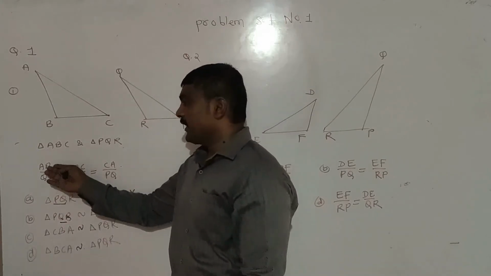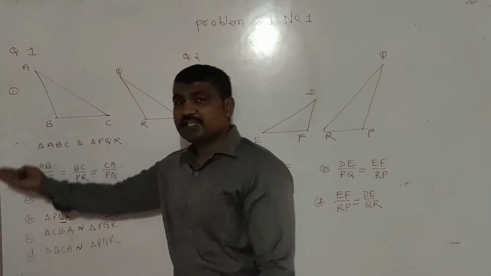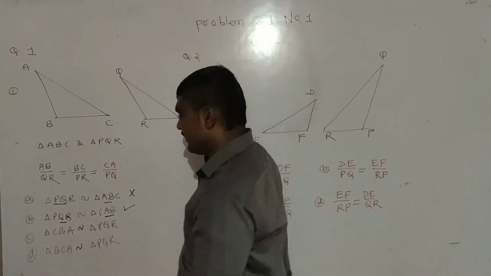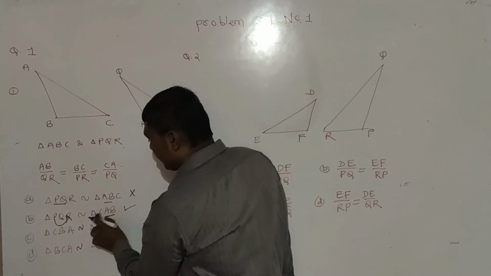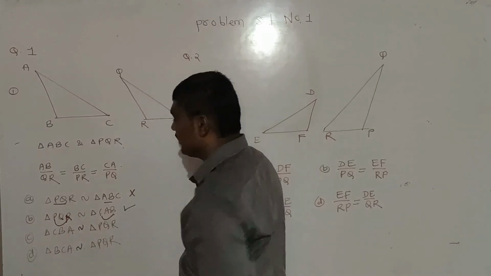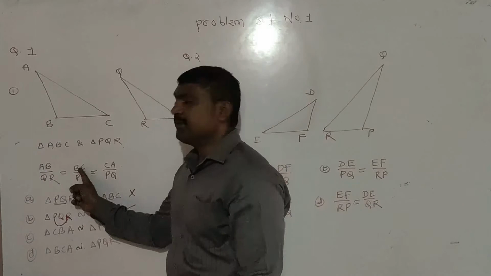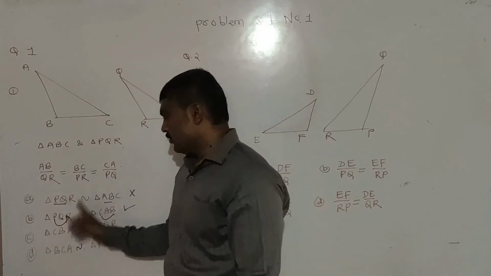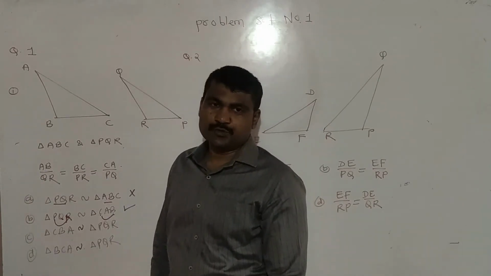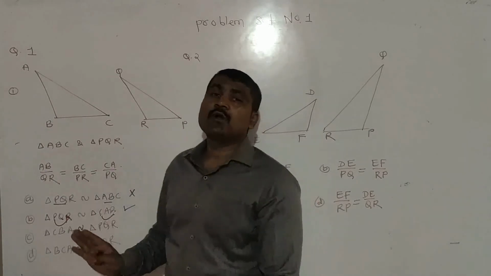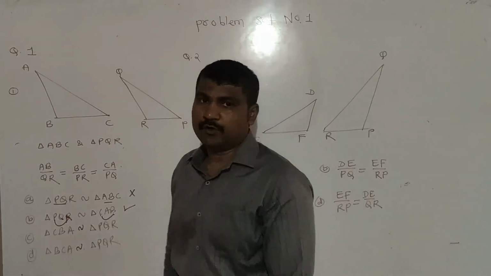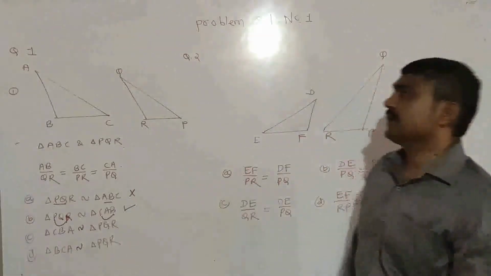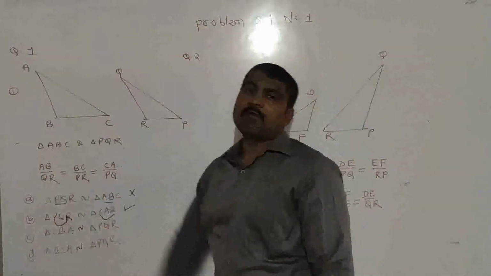You can write AB upon QR or we can interchange numerator and denominator. Next, when you take PR, अगर हम PR लेंगे तो यहाँ क्या चाहिए? CB चाहिए. So PR है, CB मतलब BC है. So option number B is the correct option. Understood? Just check one to one corresponding. Just check the order. Don't change the order. So option number B is correct for problem number 1.